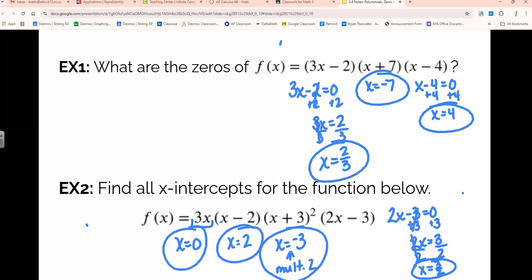So this one has what we would call 4 distinct zeros. We could say it has 5 real zeros because -3 counts twice there. Like if you multiplied this out, it'd be to the 5th power. Okay, questions?